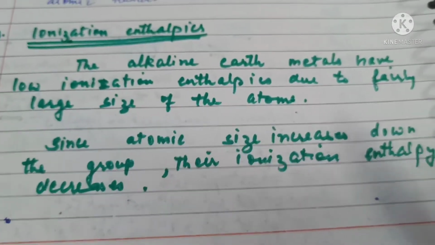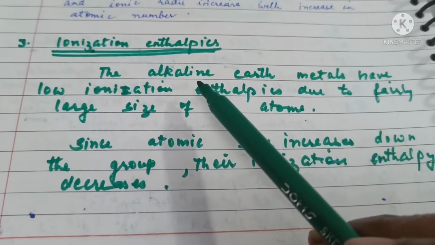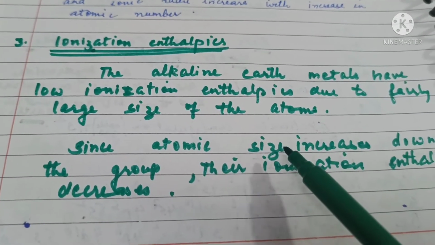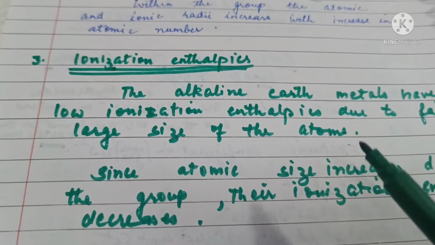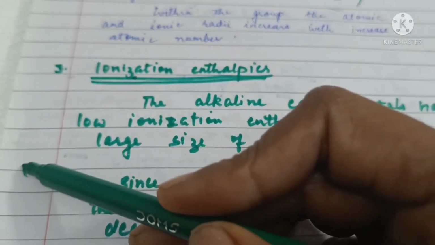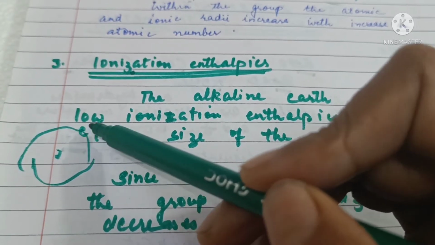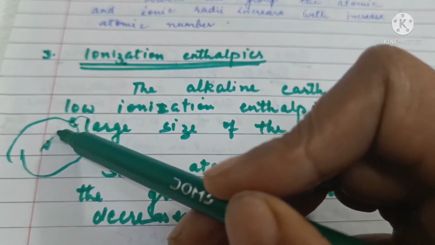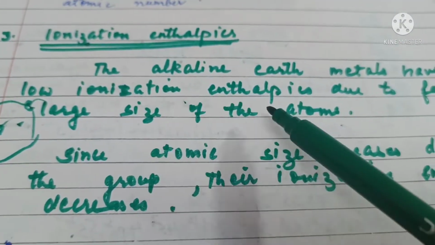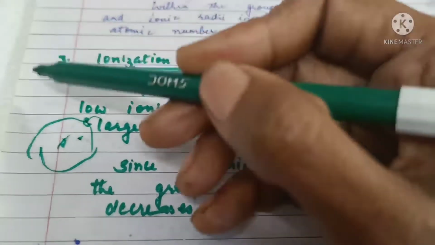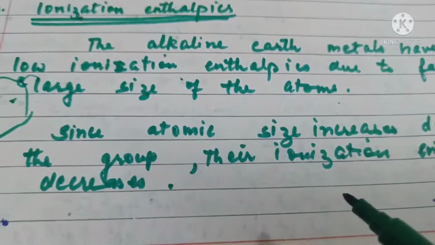Ionization enthalpy. The alkaline earth metals have low ionization enthalpy due to fairly large size of the atoms. Because the atom is large in size, it's easier to take out the outermost electron. Less energy is required, so ionization enthalpy is low. And since atomic size increases from top to bottom in this group, ionization enthalpy decreases.